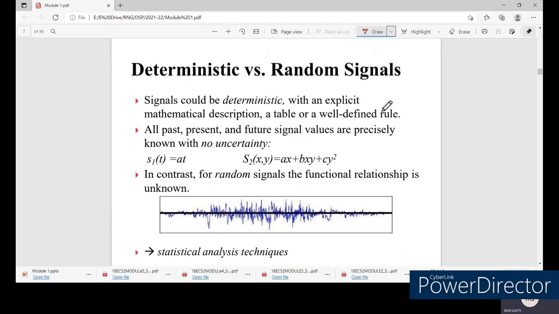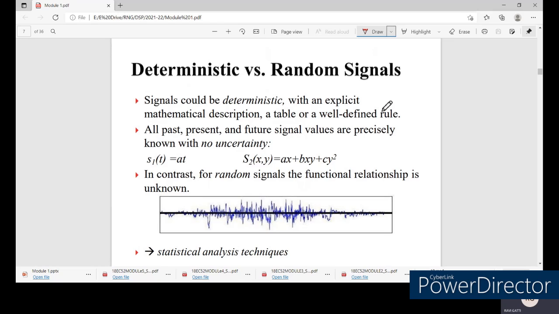For example, you can see here we have two deterministic signals. S1 of t is nothing but A t. So if A is a constant value, then depending upon the time t, it will be varying. Whereas S2 of t depends upon two important parameters, the variables x and y. If I substitute the values of x and y, I will definitely get the value, depending upon the constants a and b.